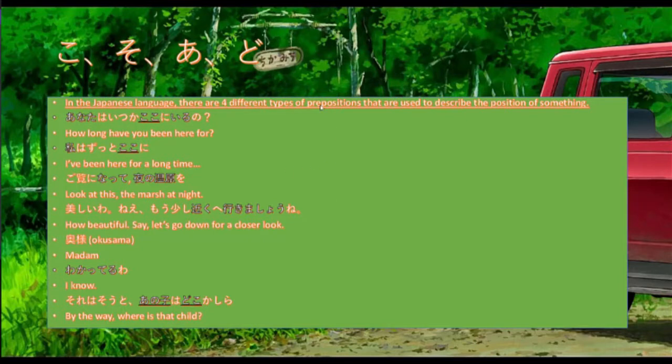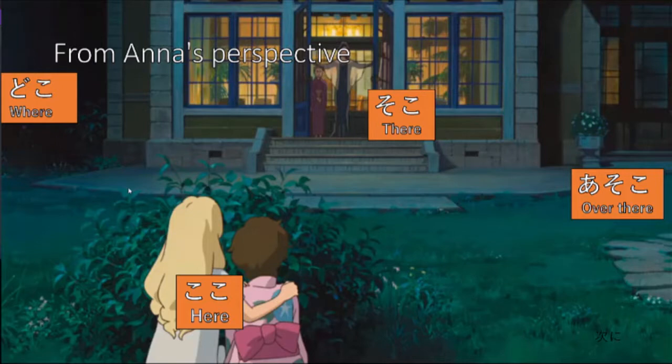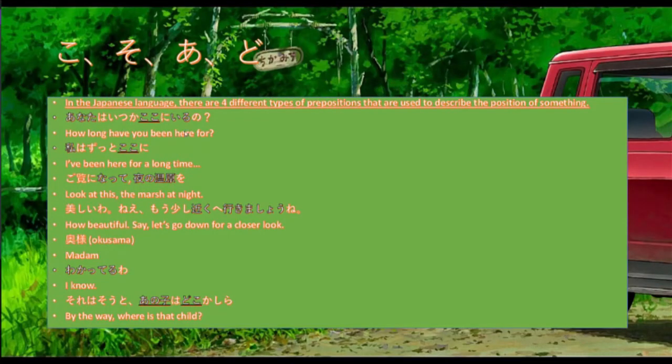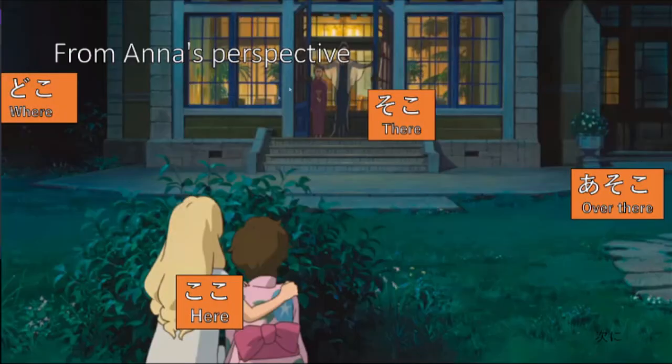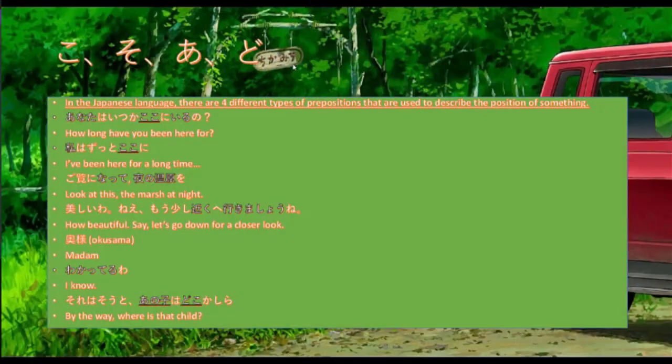So we've got this core sort. I probably won't go through this. Well, I might go through this dialogue. Anata wa itsuka koko ni iru no. So this is the question in this scene where Anna's like, how long have you been here for, Marnie? Koko ni iru. Here, which is referring to the house. That was not meant to be a pun. ここにいるの。How long have you been here at the house? 私はずっとここに。So we're saying here because they're both at the house. So that's the location that they are.